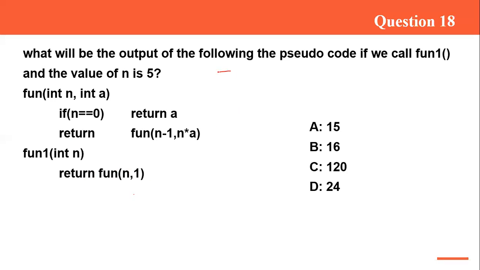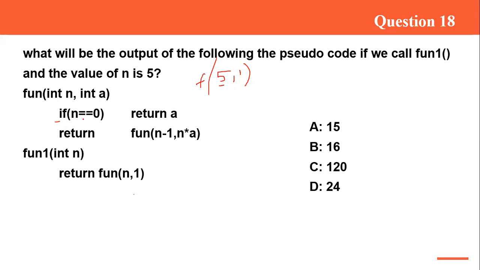I'm just writing it here. We are calling the function fun with 5, 1. I'll write it as f, okay? I hope you can understand. Now, f is the function name. 5, 1. If n equal to 0, it means 5 equal to 0. Is it true? No, right? That means it will go out of the if.